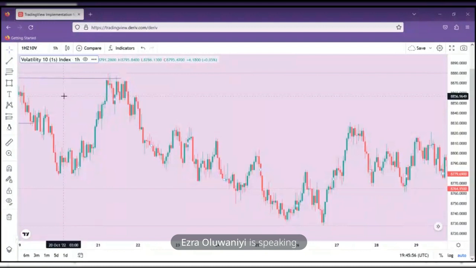Anything that has candlesticks like this, even on currencies, you will see it. It's always there, even on commodities, on stocks. The only thing is price delivery on each asset differs a bit.